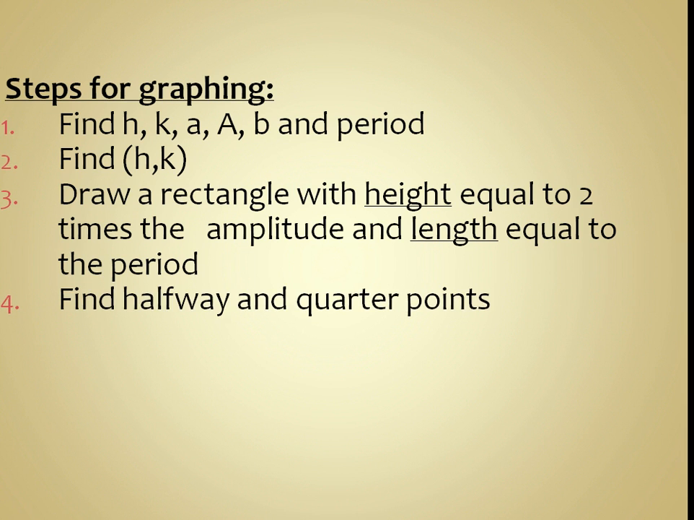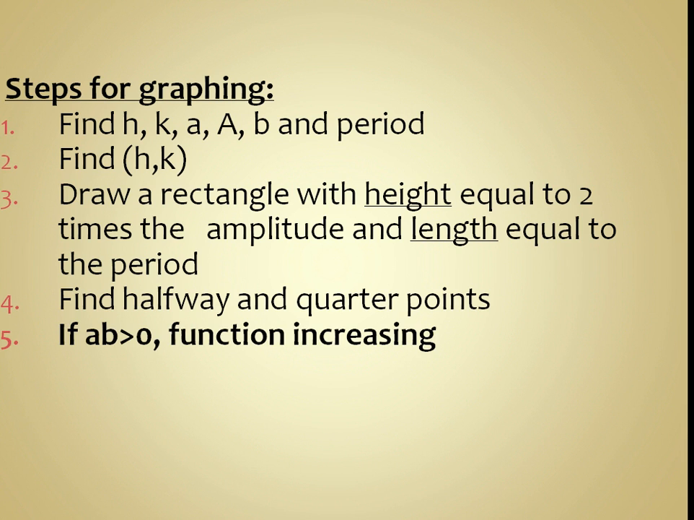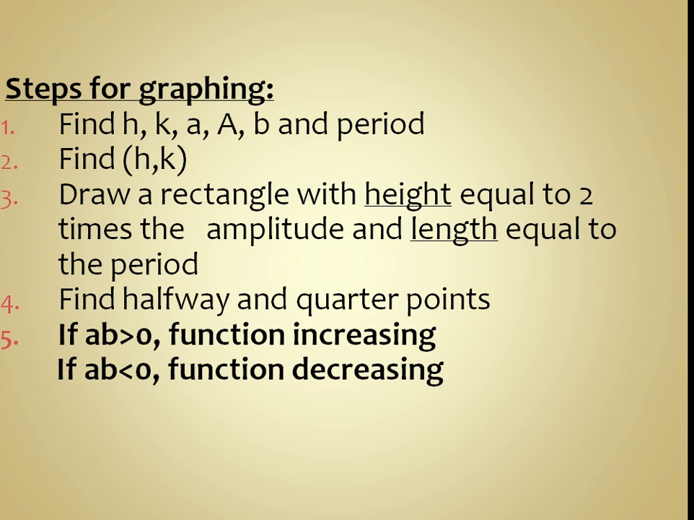The fourth step in graphing is going to be to find the halfway and the quarter points. Now, if a times b is greater than 0, the function is going to be increasing, whereas if a times b is less than 0, your function will be initially decreasing. And for our 6th step, we're just going to have to draw one cycle in the box.